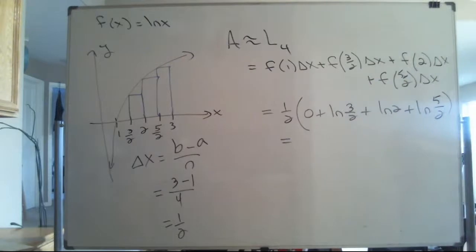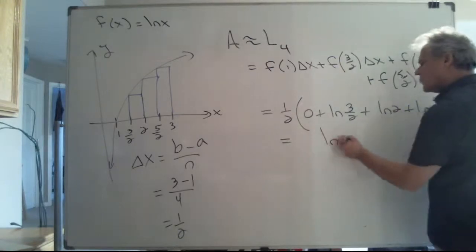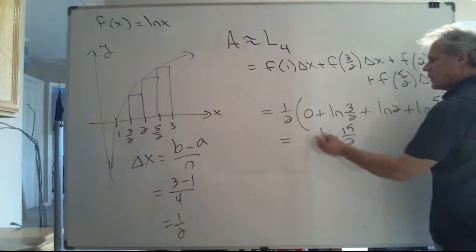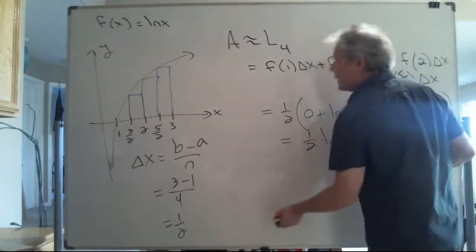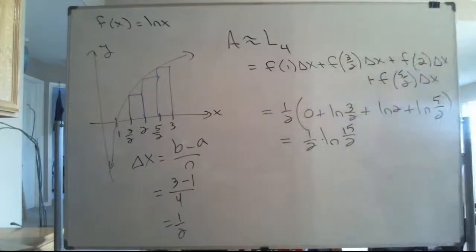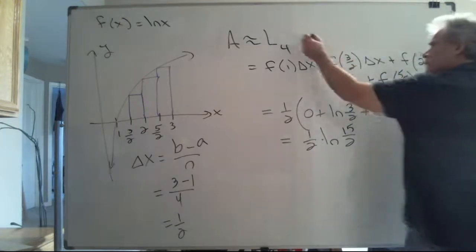I have no idea what that is. Is that the natural log of, jeepers? 15/2 times 1/2. Now, in approximating the area using the right endpoint rule, I'm running out of room. Can I do this? I'll slide this value up.